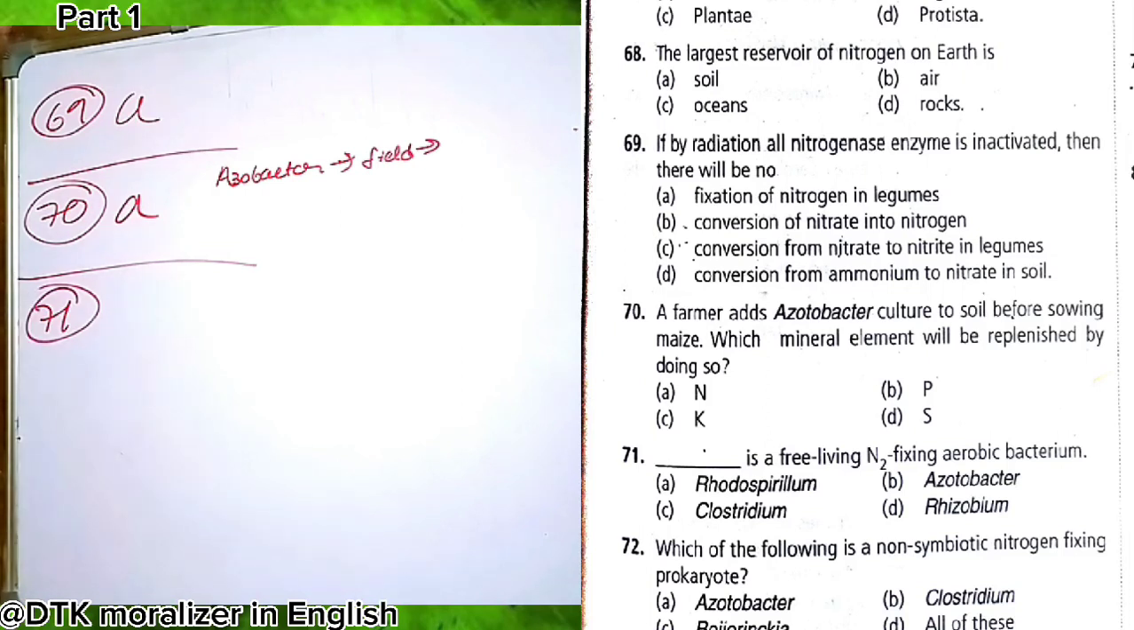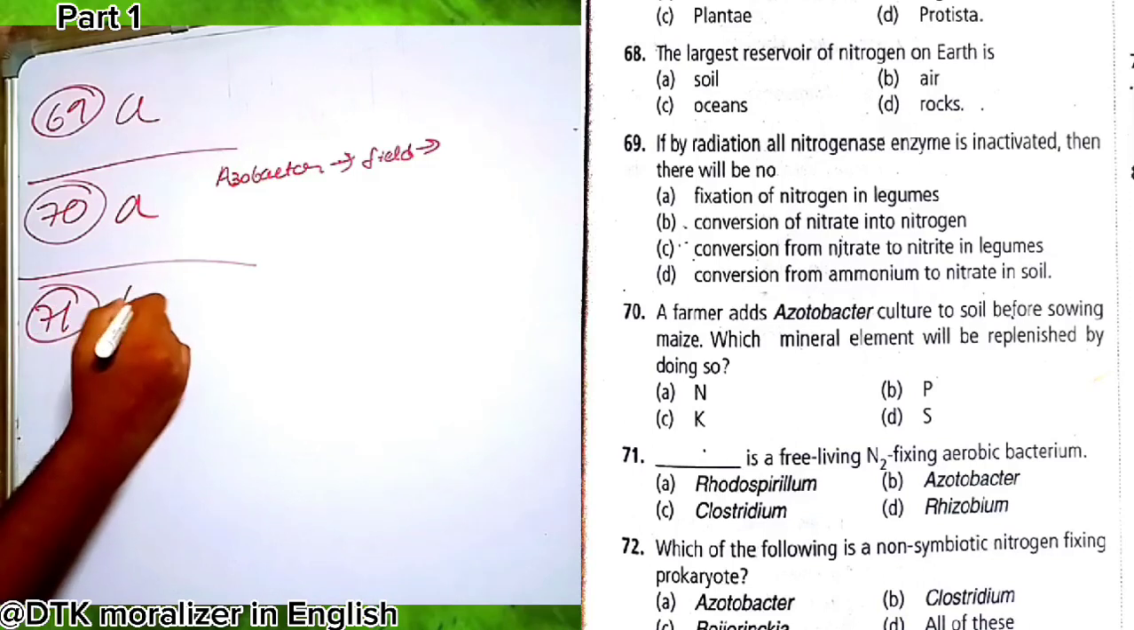Question number 71. Dash is a free living N2 fixing aerobic bacteria. Rhodospirillum, Azotobacter, Clostridium, Rhizobium. Here Azotobacter, option B.